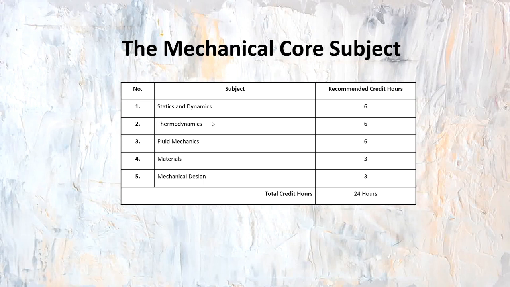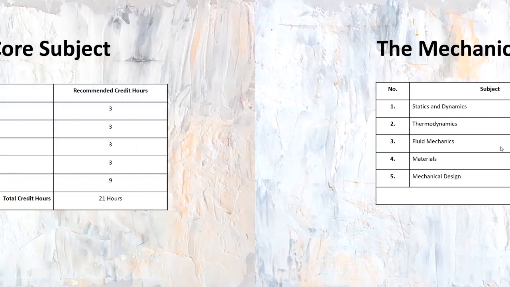Thirdly, fluid mechanics with 6 credit hours recommended. Fourthly, materials with 3 credit hours recommended. And lastly, mechanical design with 3 credit hours recommended. All these must give a total of 24 credit hours.